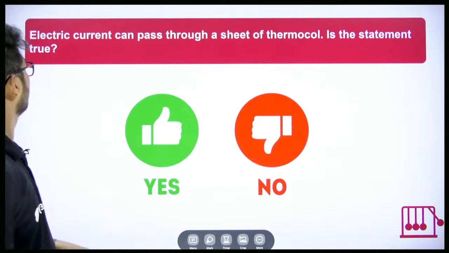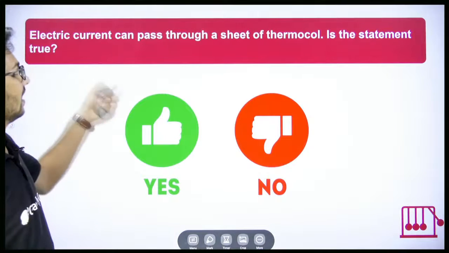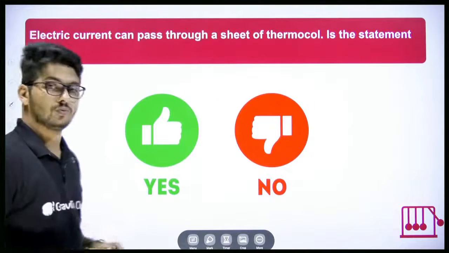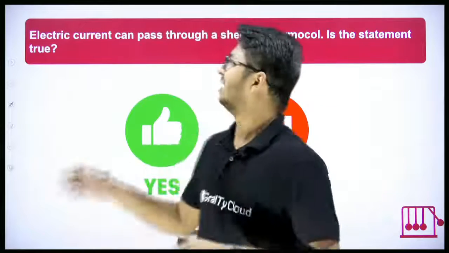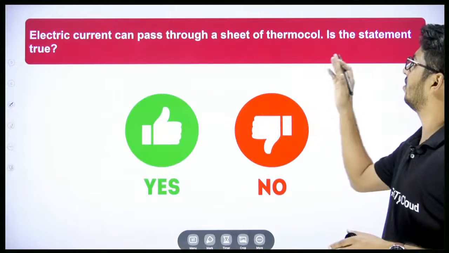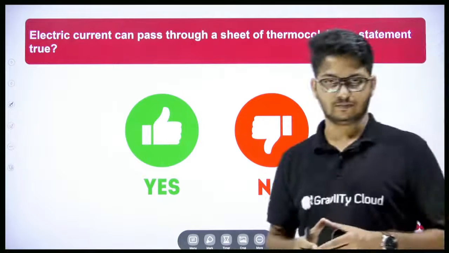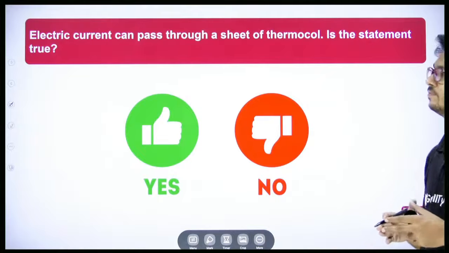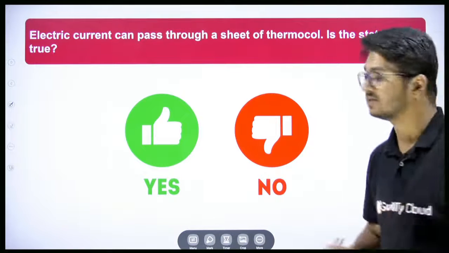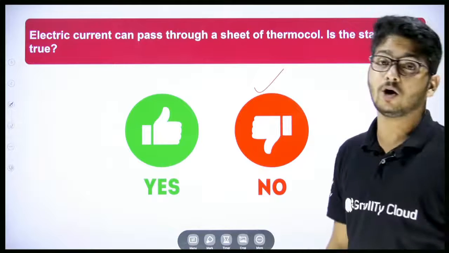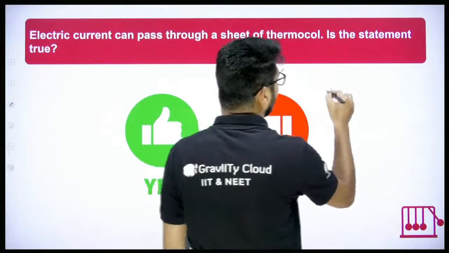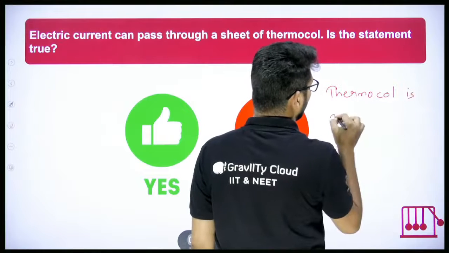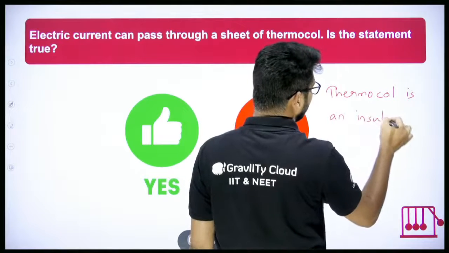Good. Next question. Electric current can pass through a sheet of thermocol. Is the statement true? Again, a very simple question. Electric current can pass through a sheet of thermocol. Is the statement true? What do you think? Yes or no? Everyone. The answer is again no, because thermocol is an insulator.